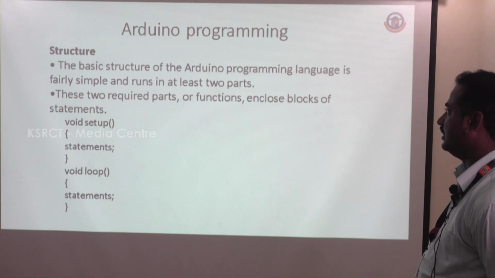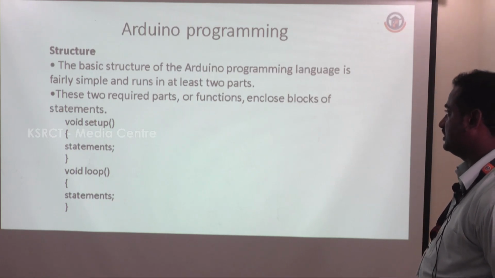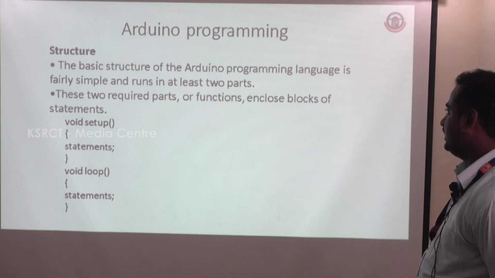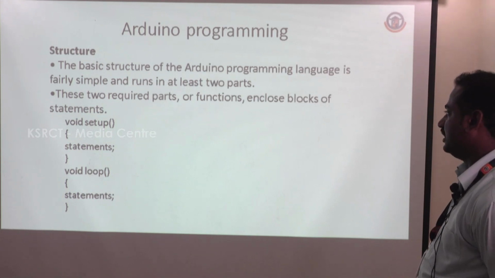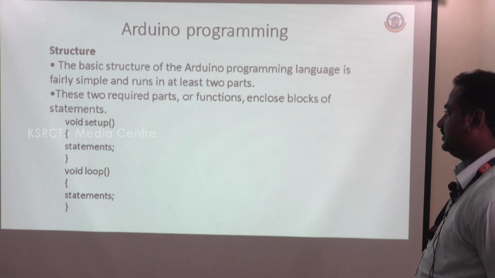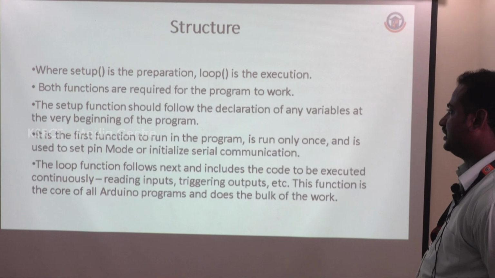Before that, we discuss the basics of programming, that is structure. First one is structure. The basic structure of the Arduino programming language is fairly simple, and it runs in at least two parts. The two required parts or functions enclose blocks of statements. That is void setup with curly braces and statements. Then the next is void loop.